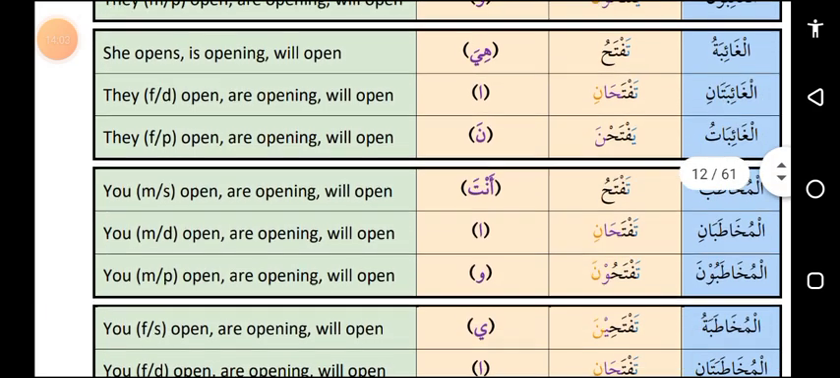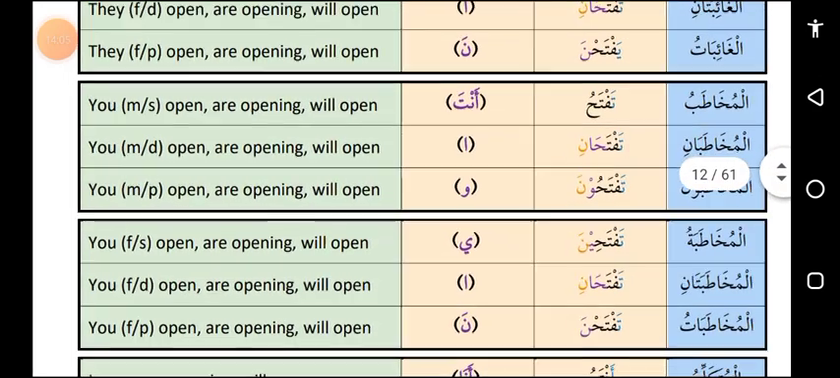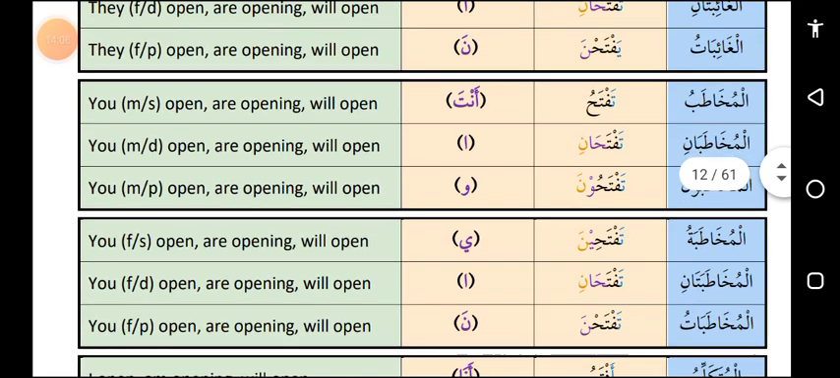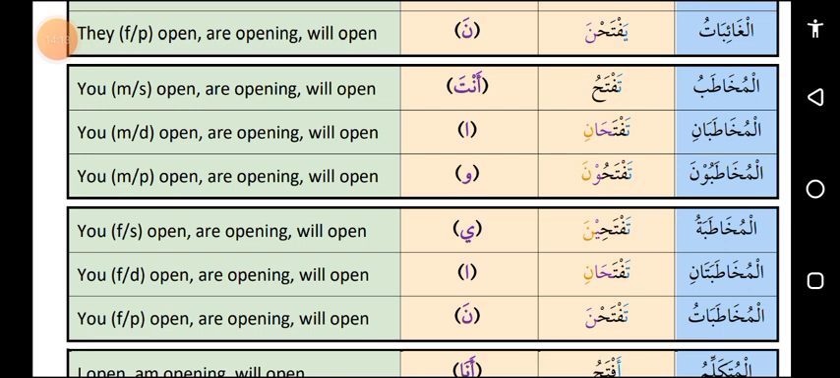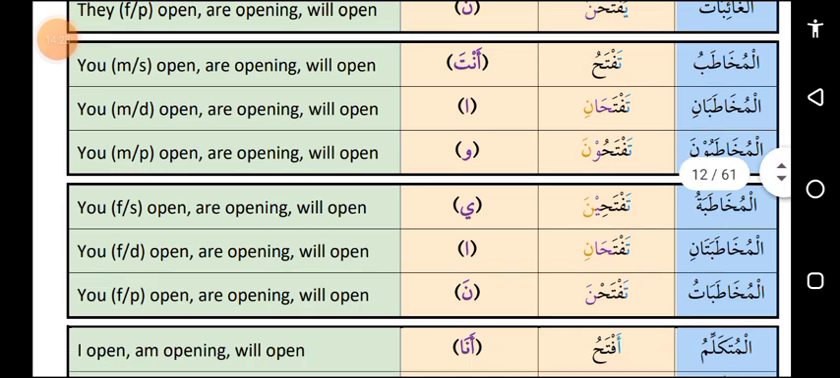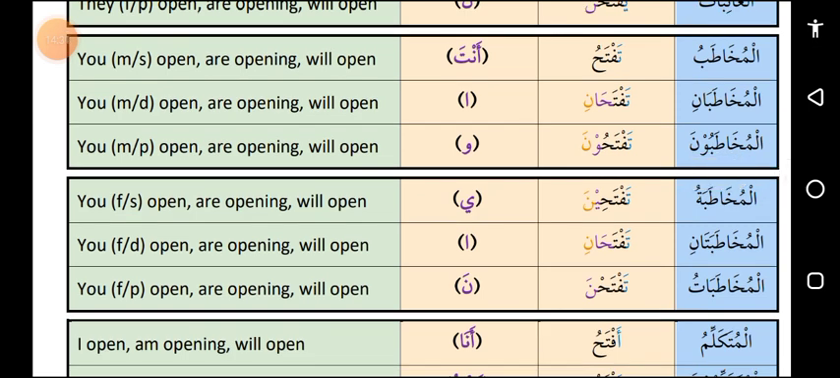Okay, then we move on to the next 6 sigas, which are the sigas of hadir, and all translate into you. Taftahu, you open. Taftahani, again you open. Taftahuna means you all open, right? So taftahu means you open, taftahani means you both open, and taftahuna means you all open, right? And then taftahina means you open.